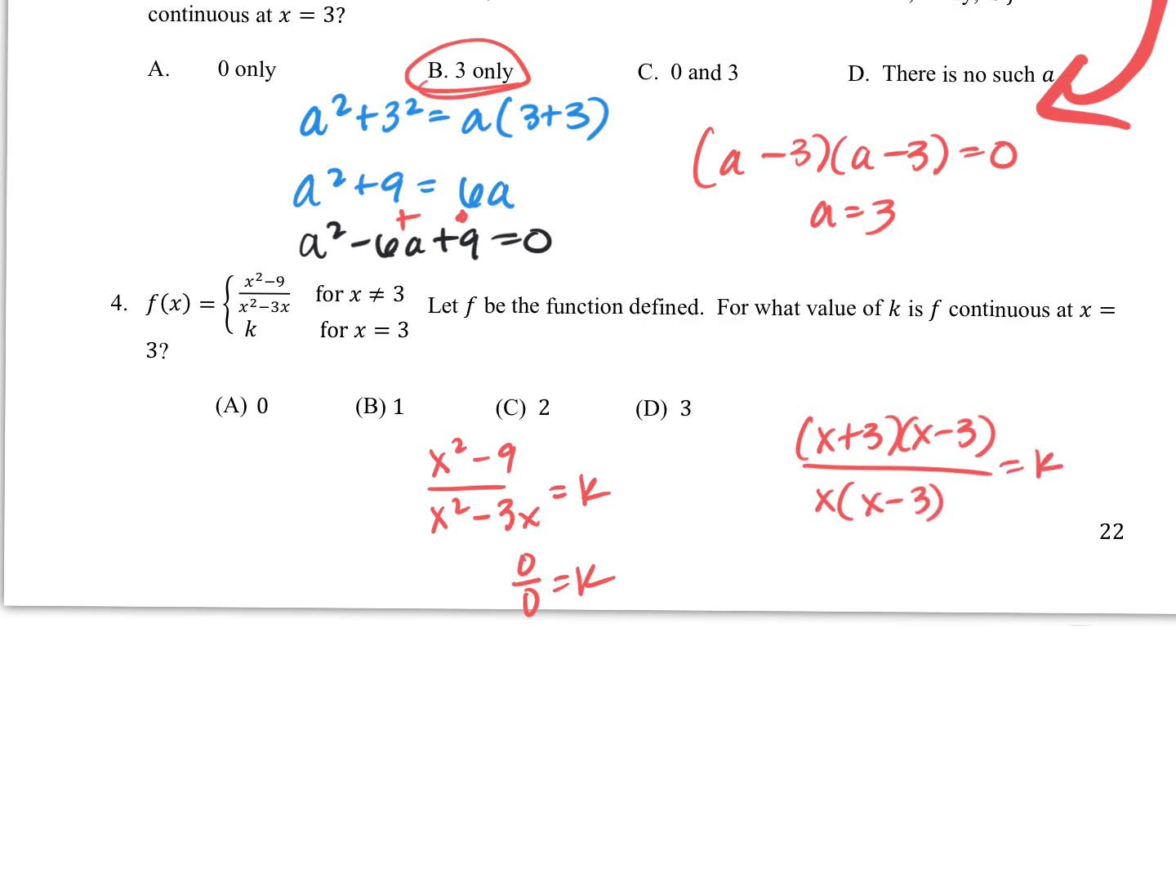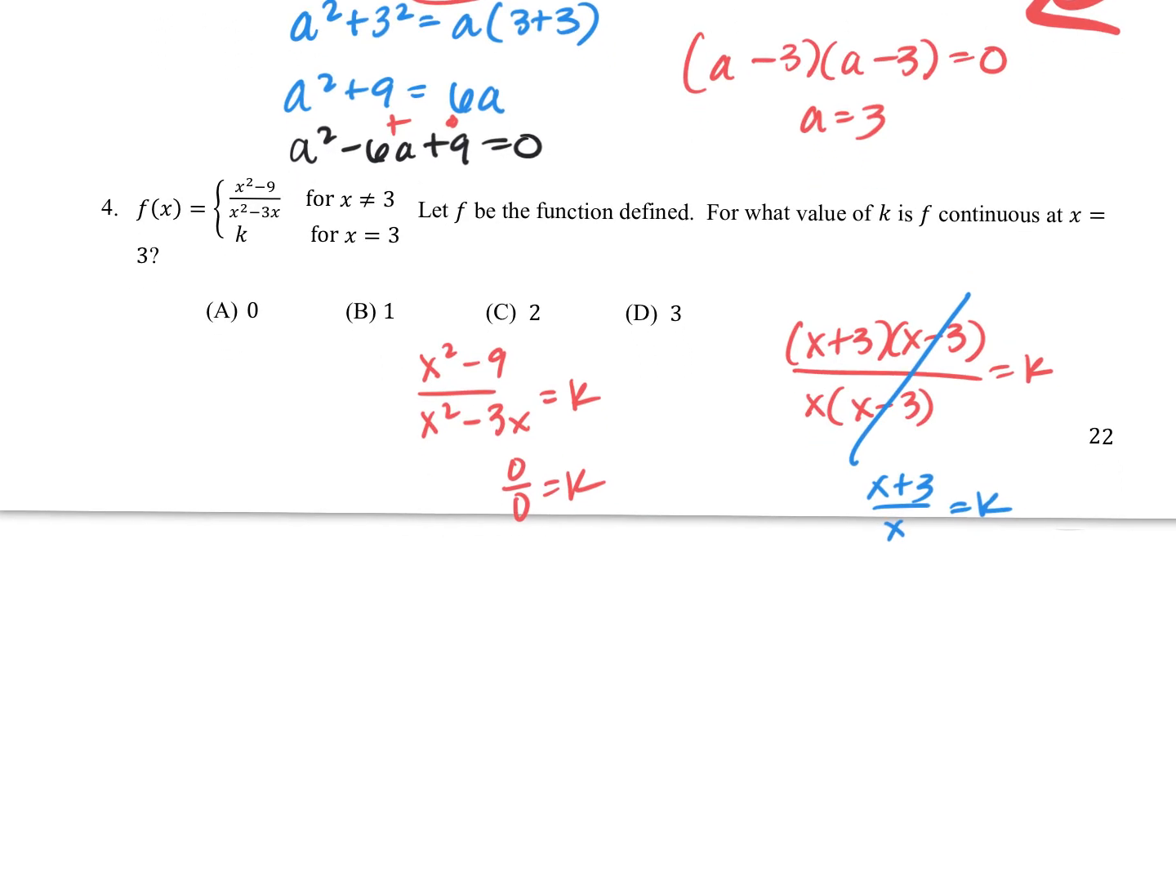What's going to happen now? We're getting rid of the whole thing. Now when does x plus 3 over x equal k when x is 3? When x is 3, I'm going to plug that in. 6 over 3 is k. It is 2. So, Ben, I need to smack that idea out of you. When you get 0 over 0, you guys, it doesn't equal 0. It's undefined. We got to do more.